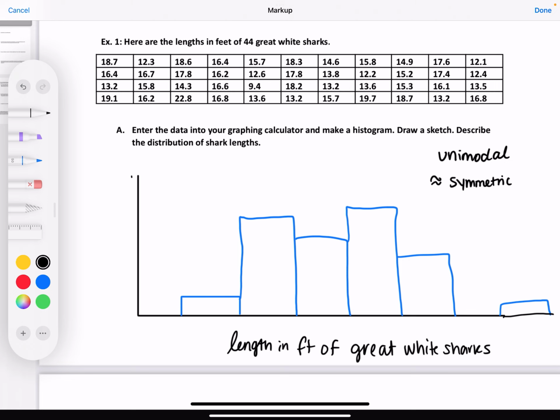Or roughly symmetric or something. Because the question that we're going to do in a minute is going to be a normal model, so it has to be. And you'll see why we can when you do the next step in a minute. Okay.